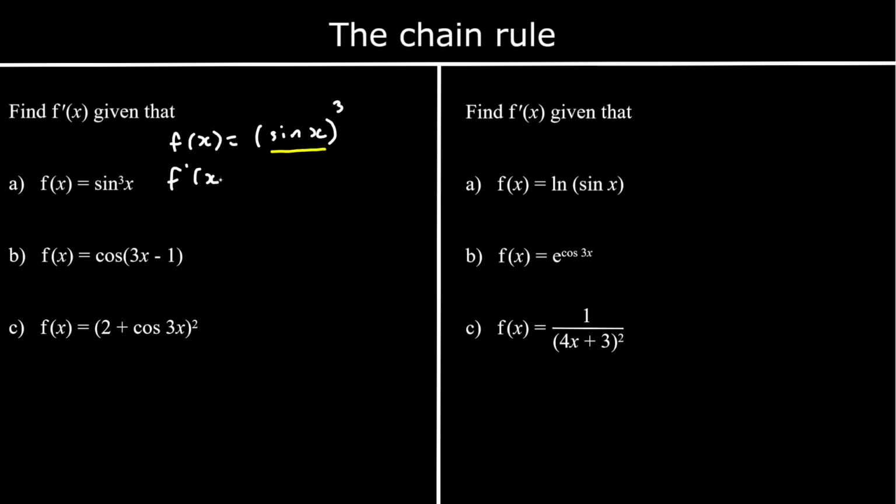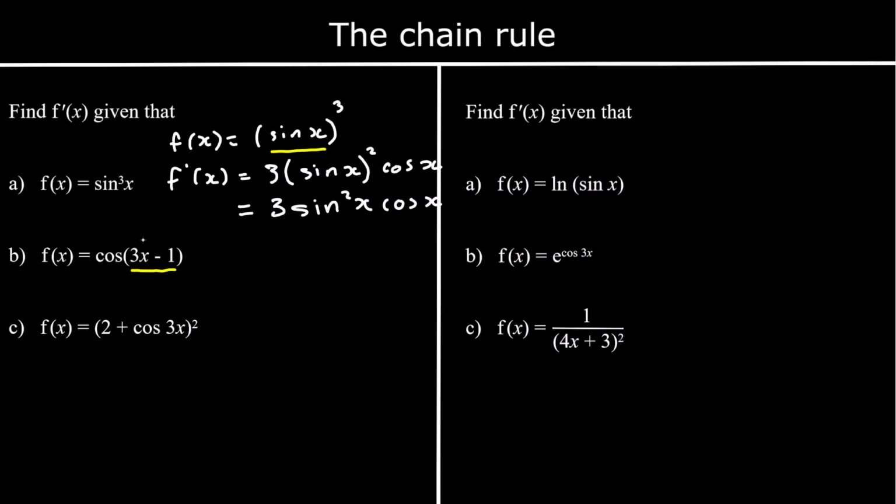So our gradient function times by the power, take 1 off the power, and then times by the bracket differentiated. Sine x differentiated is cos x. So even better, write it as 3 sine squared x cos x. For b, we've got again a function inside a function. So we're using the chain rule.